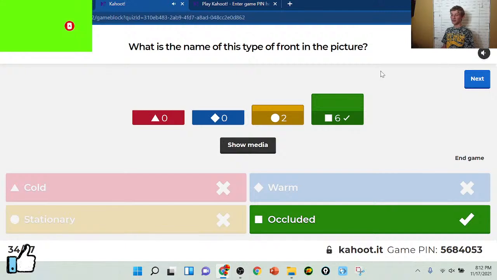Good, yes. Only 2 people put warm. That is very, very good. Yes, it is an occluded front. And what this means is that you have one front and another front, and both of them are basically the exact same strength, but one of them is just a little bit stronger, so it takes over the other one, and during that process, it'll create a brand new front, and that is called an occluded front.